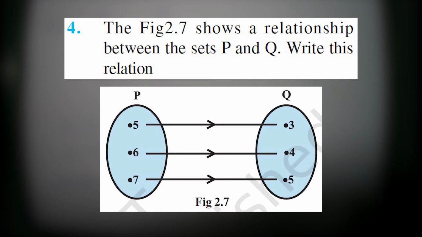Coming to the fourth question, we have a figure which shows the relationship between set P and set Q. We have to write the relation in set builder form and in roster form. Also we have to find the domain and the range.